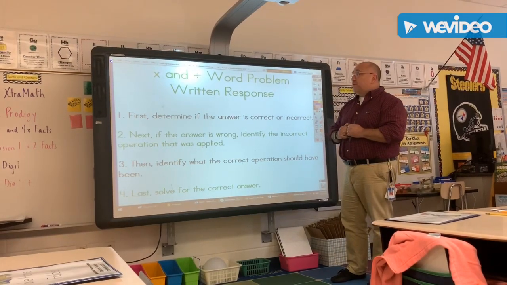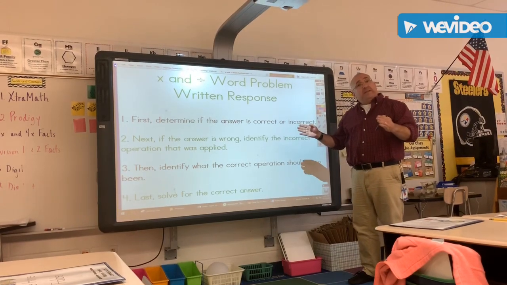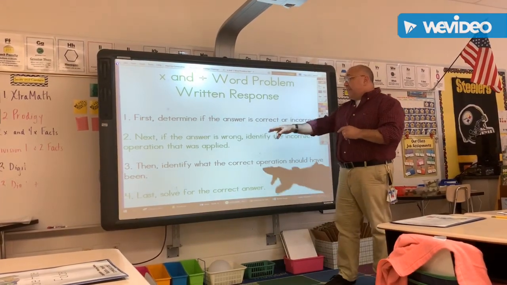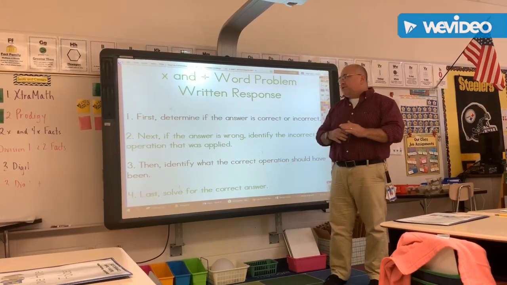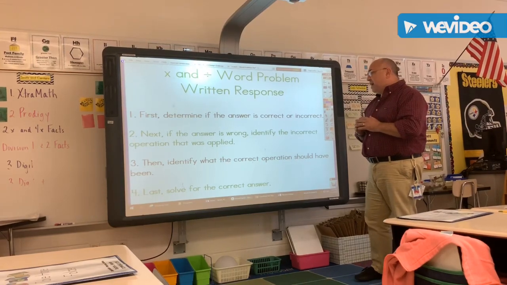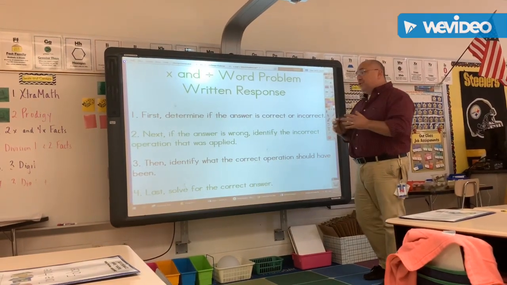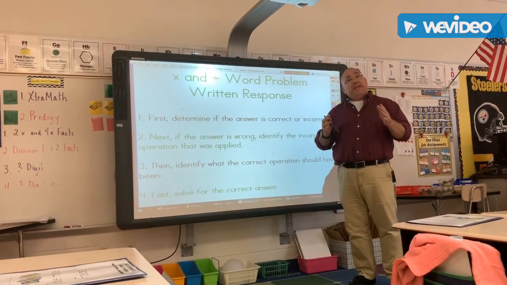First, it's important for a student to always determine if the answer is correct or incorrect. Next, if the answer is wrong or incorrect, to identify the incorrect operation that was applied. Then we would have to identify what the correct operation should have been. And lastly, we want to solve for the correct answer.